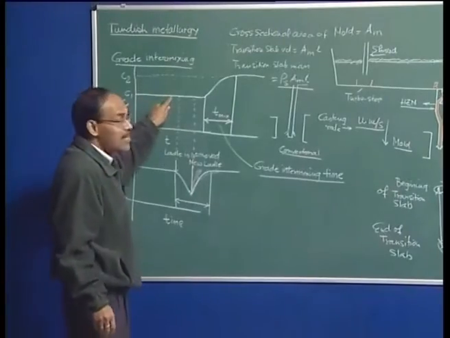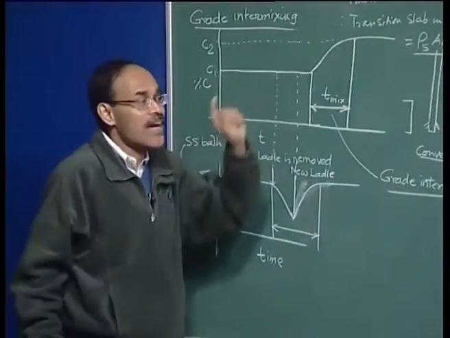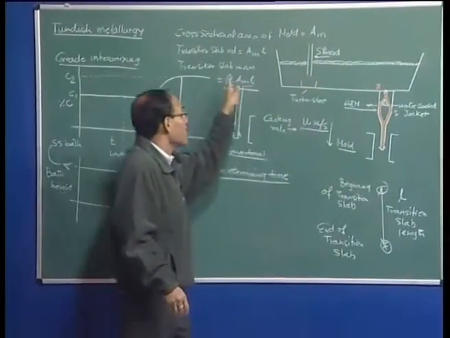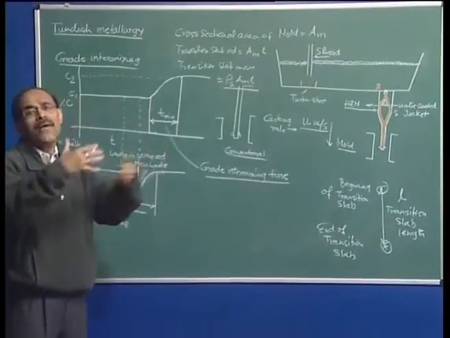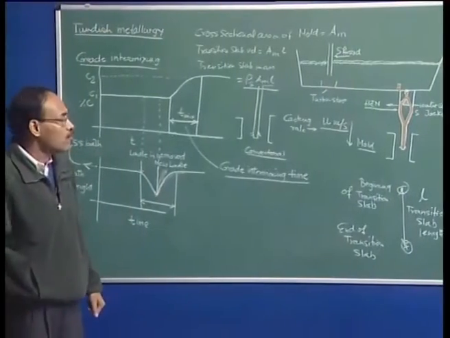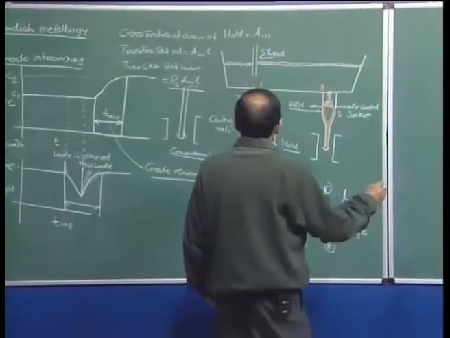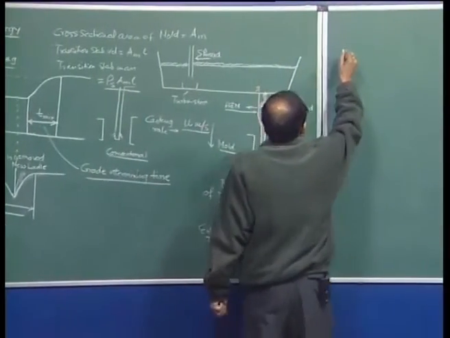By mathematical and physical modeling, it is possible to generate this curve corresponding to a specific tundish operation, and thereby we can make predictions and optimize the process such that the transition slab volume is going to be minimum. Now, the last but one topic, that is the tundish skull.